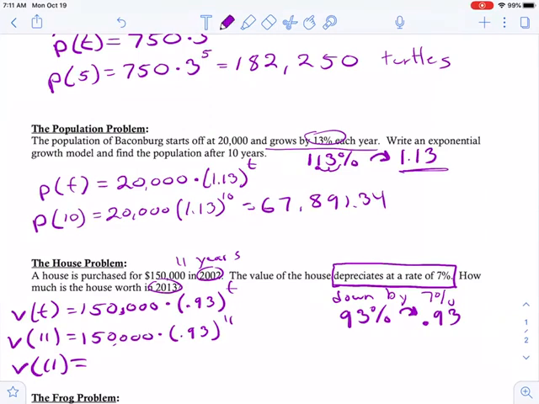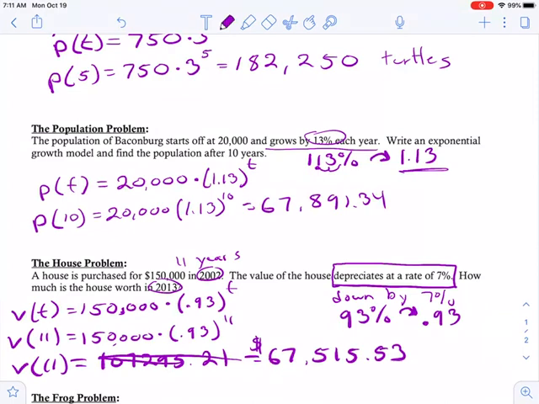150,000. Oh, nope, sorry. Incorrect number in my calculator. Scratch that. 67,515.53, and this was dollars. So that is going to be the value of our house.